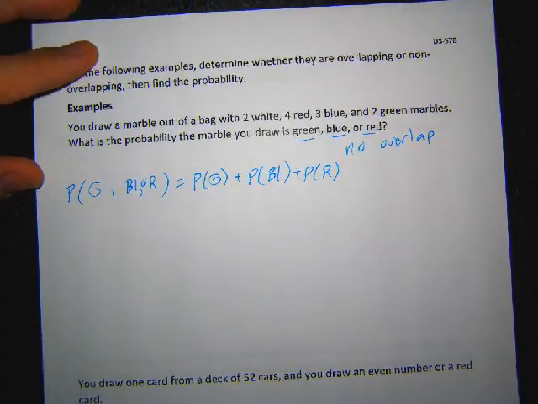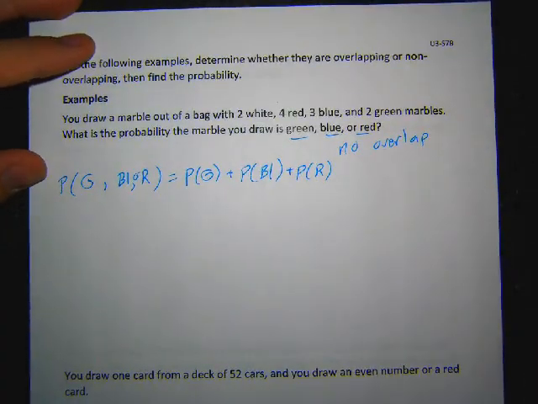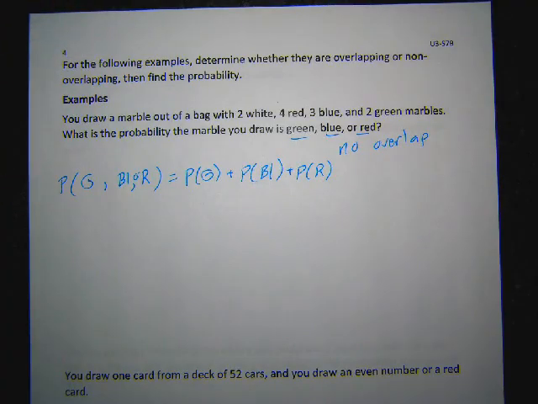And then add them up. The only difference is if there was overlap, I'd have to worry about subtracting at the end. In this case, there is no overlap. I'd be subtracting 0. That'd be silly. It'd be a waste of time.